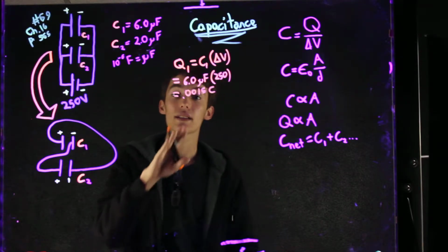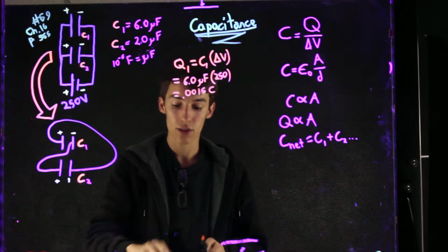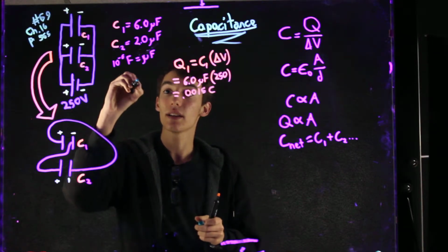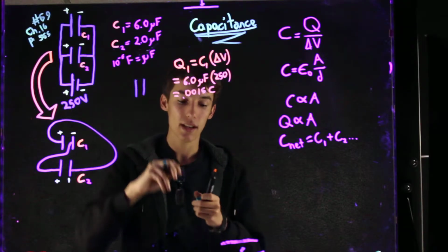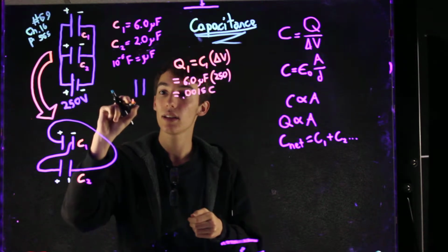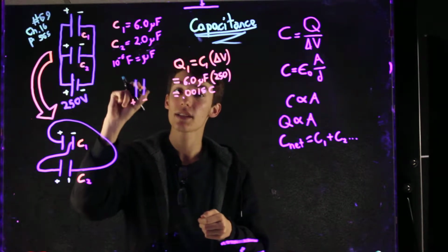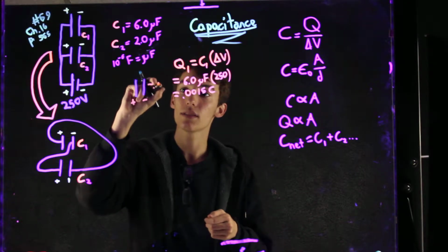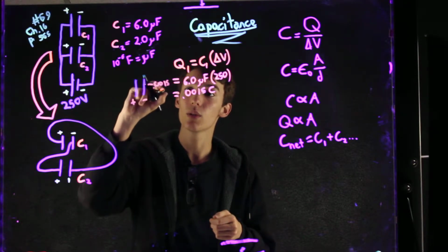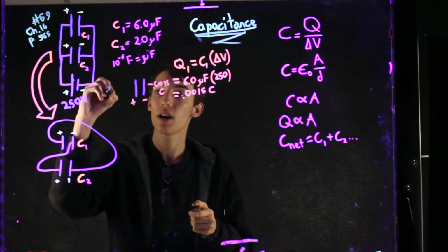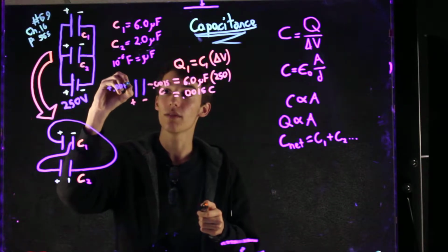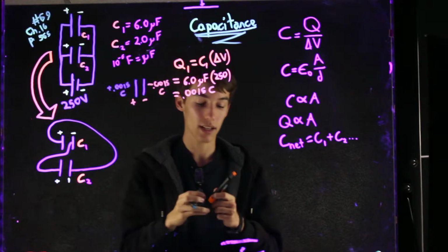And what that means is that if this were capacitor 1, right here, this has a positive end and a negative end. That means that on this negative end is negative 0.0015 coulombs, and on here is positive 0.0015 coulombs. Just like that.